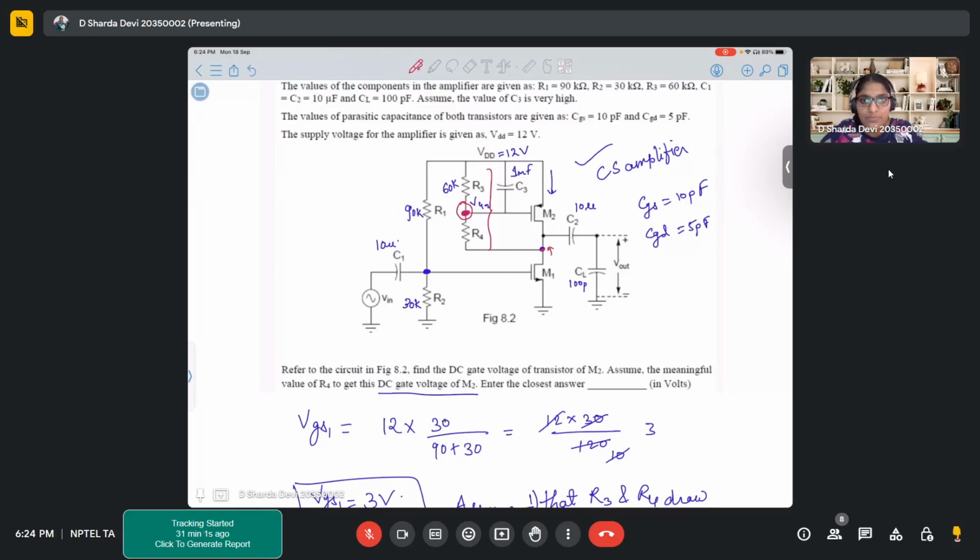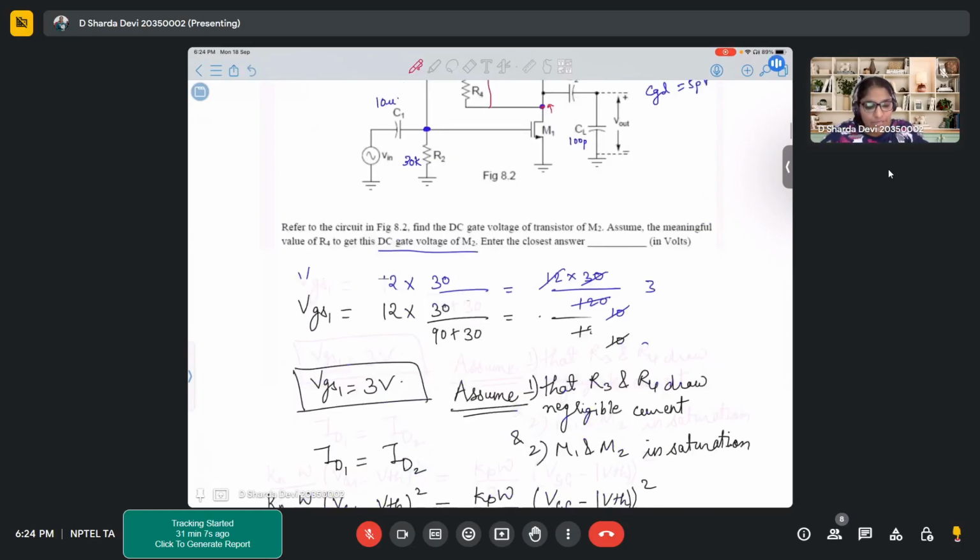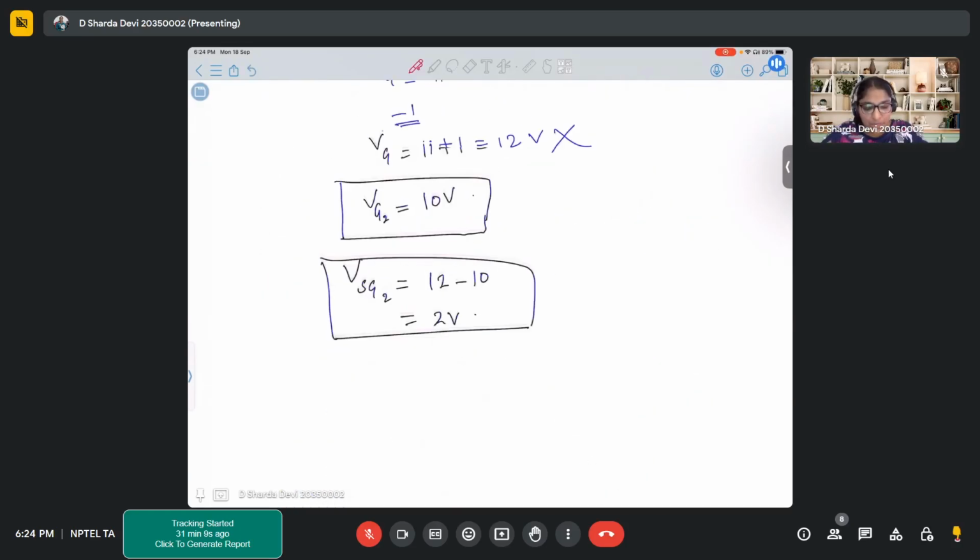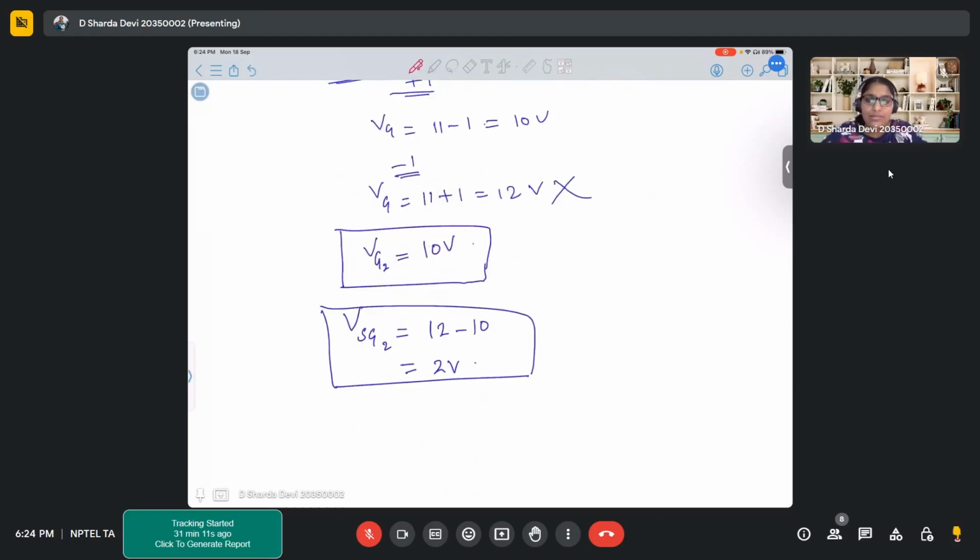Okay, so we will simply discuss this. We know that since the gate voltage cannot be 12 volts, the voltage actually appearing at the gate is 10 volts. Okay.